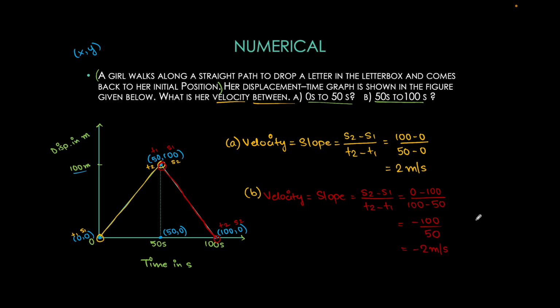And I have explained before that if the velocity is positive, it means someone is moving in this direction, or any direction which you consider as positive, and if the velocity is negative, it means that they are moving in the opposite direction, right? So I hope you have understood this numerical and also the concept of slope and distance and displacement time graphs. This kind of numericals is expected in the examination.